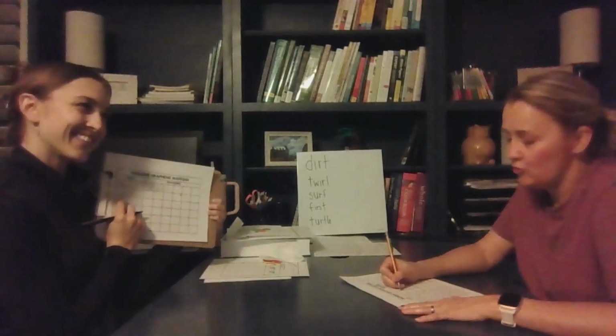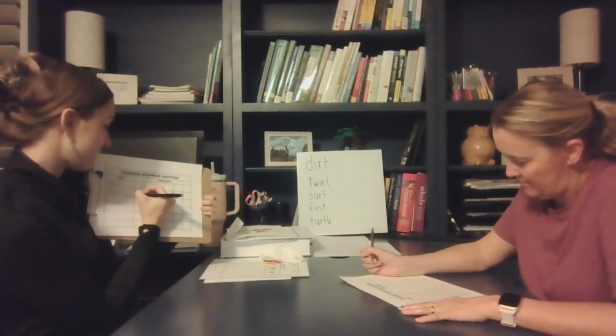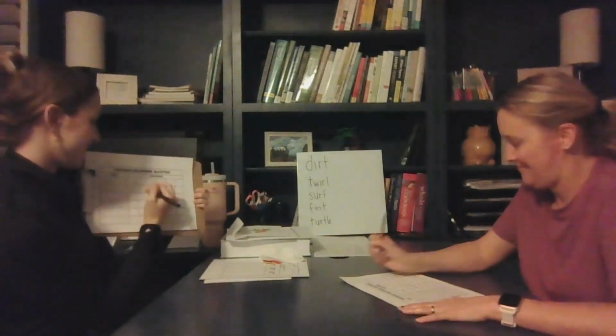Perfect. So in twirl, what is our first sound? Exactly. Good job. So we have t. What sound right here makes that? What letter right here makes that sound? The T. Perfect. So we're going to put our T down in the first box because it's our first sound. What is the next sound in twirl? W. Perfect. What letter makes that sound? W. Great job.